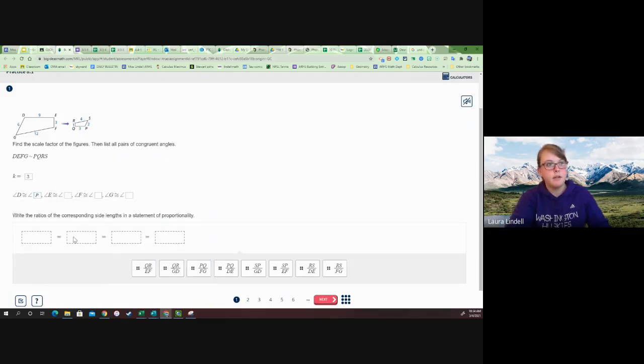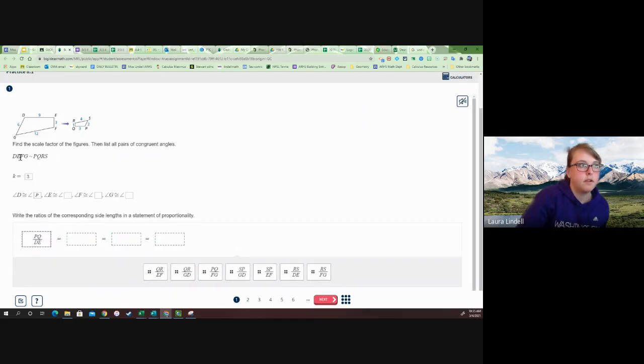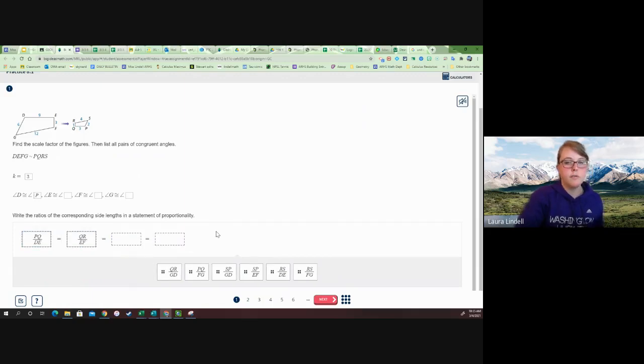And then down here, we're looking for the ratios that will go in here based off of our letter order here. So DE is going to go with PQ. So we want to find the one where DE and PQ are together, like this one. Or EF and QR. We want to find the one where EF and QR are together. So then you'll go through doing the same thing with your other FG and RS or DG and PS, finding the ones where those are together.